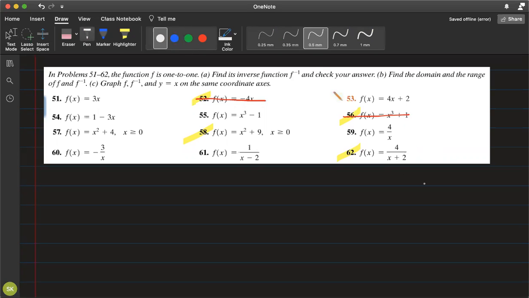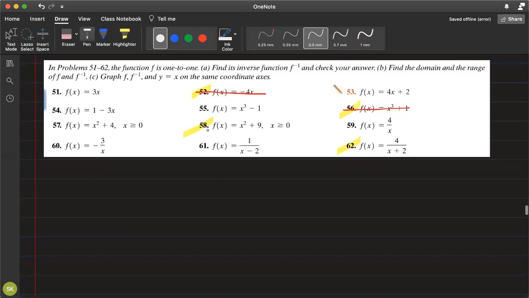I want to look at two more examples where we need to find the inverse function of a given function. We're also going to find the domain and the range of the function and its inverse, and then we're going to graph the function and its inverse. So we already did problems 52 and 56, and now we're going to look at problems 58 and 62.